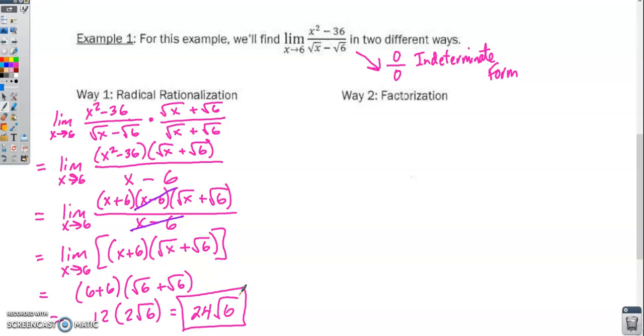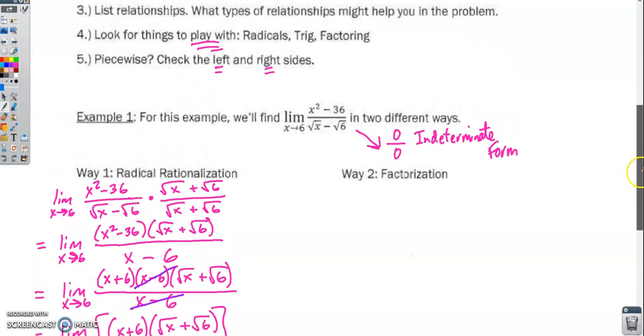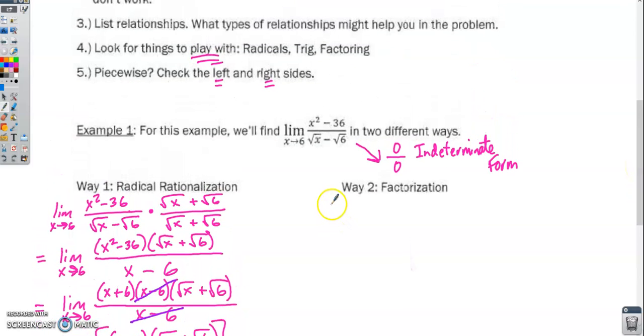A second way for us to handle this problem, potentially, might be factorization. And so the first thing that I would do if I were going to try and find this limit by factoring, I'm going to scroll up a little bit here so I don't have to reach so far, is we're going to factor the numerator, and that factors as x plus 6 times x minus 6 all over square root of x minus square root of 6. Okay, and this is where we're going to do a factorization that many of you probably have never done before.